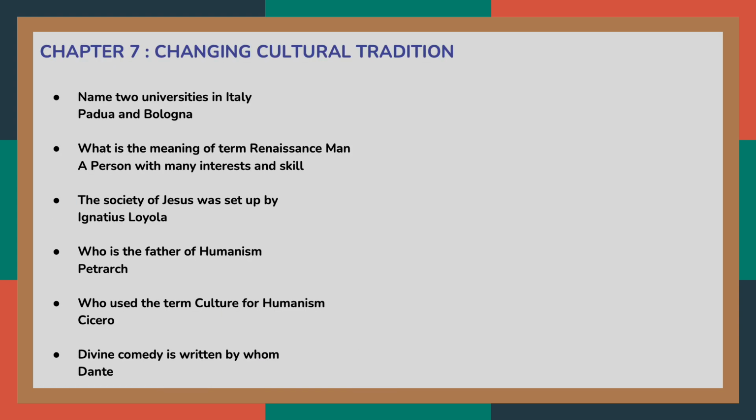Chapter 7 is Changing Cultural Tradition. The two universities in Italy are Padua and Bologna. What is the meaning of the word Renaissance man? It means a person with many interests and skills. The Society of Jesus was set up by Ignatius Loyola, and Petrarch is known as the father of humanism. Cicero used the term culture for humanism, and Divine Comedy is the work written by Dante.